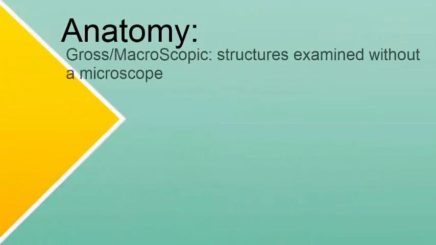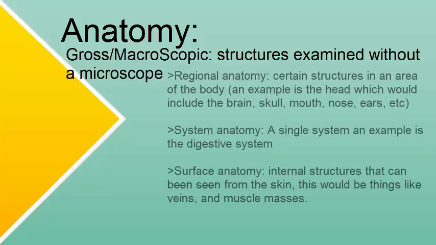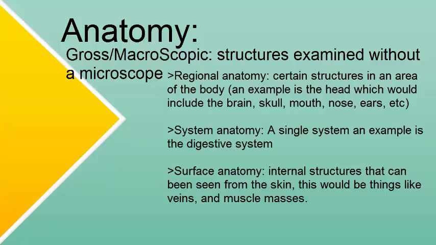There are 3 subdivisions of anatomy. Gross or macroscopic anatomy are structures examined without a microscope. This subdivision includes regional anatomy, certain structures in an area of the body. An example is the head, which would include the brain, skull, mouth, nose, ears, etc. System anatomy, which looks at a single system. An example is the digestive system. Surface anatomy, which is internal structures that can be seen from the skin. This would be things like veins and muscular masses.